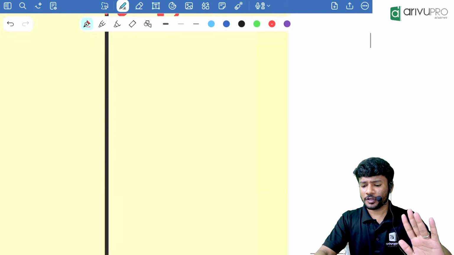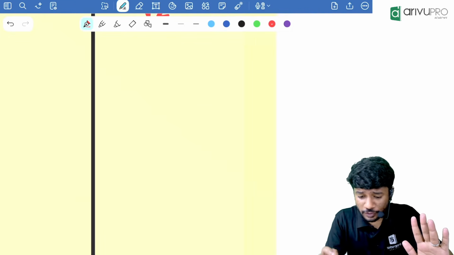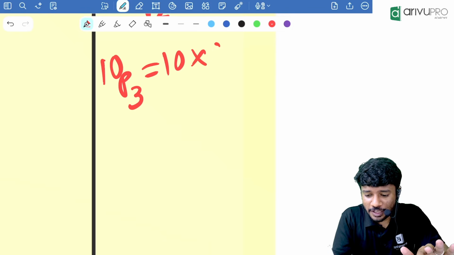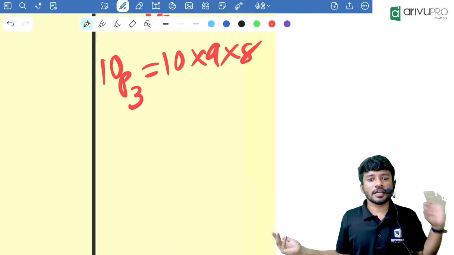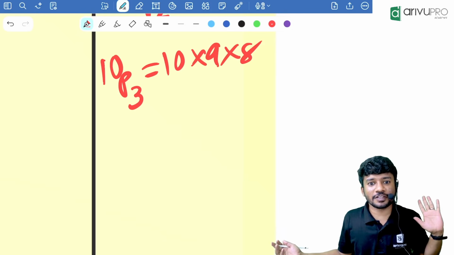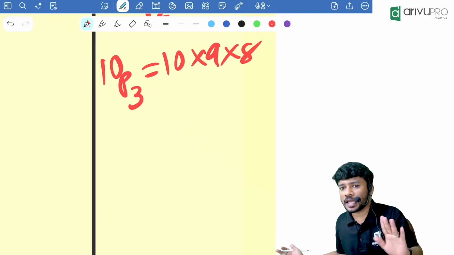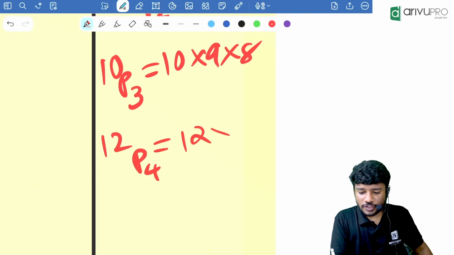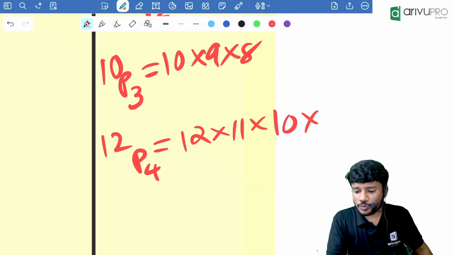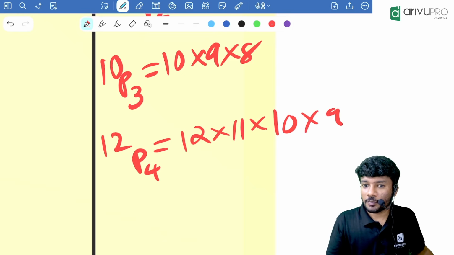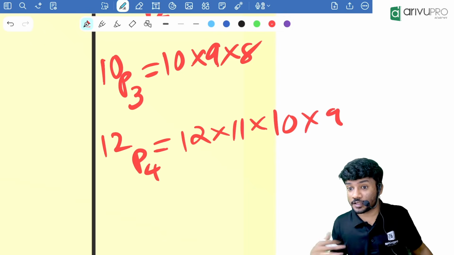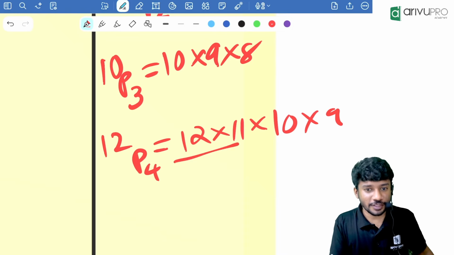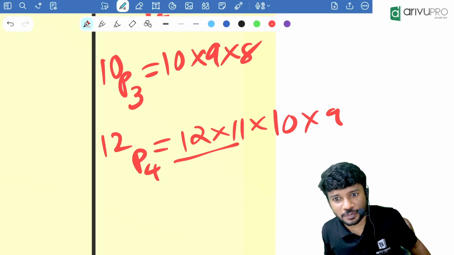Now you have seen P2. What if it is P3? Take 10P3. Can anyone guess? It will be 10 into 9 into, 3 numbers should be there, starting with our n: 10 into 9 into 8. What if it is 12P4? 12 into 11 into 10 into 9. Done. The rest you should do on the calculator. That's completely up to you. If you don't know how to multiply, take the calculator, directly multiply, and you will get the answer.